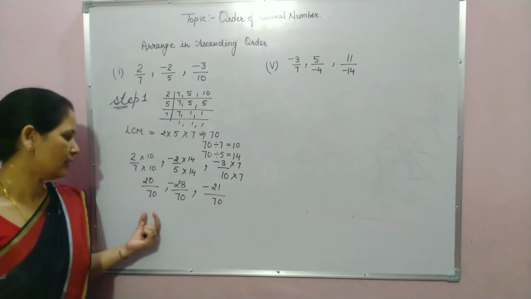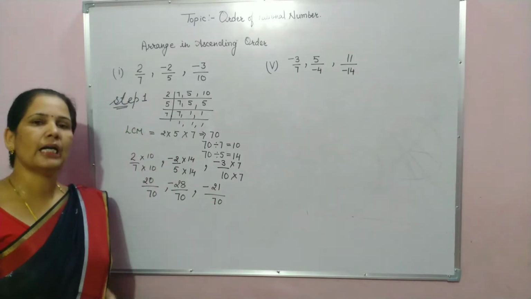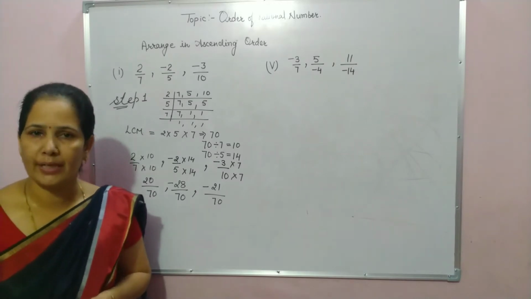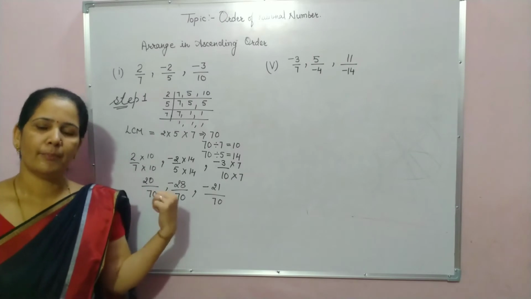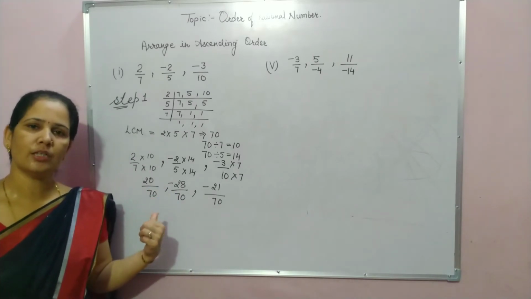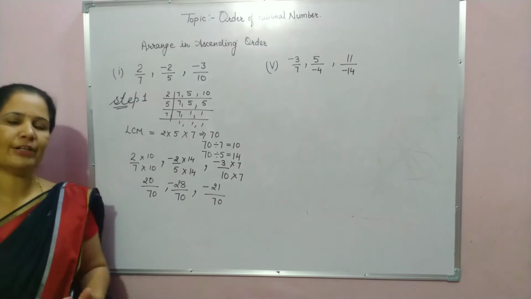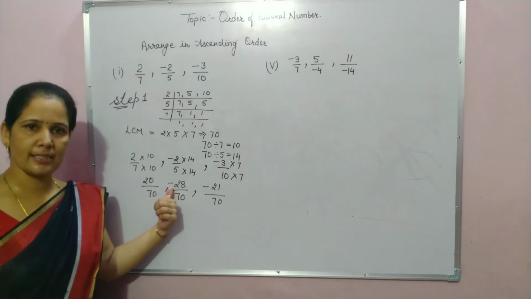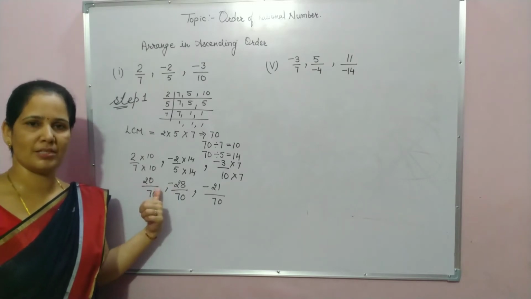Now students, you observe all the denominators are equal. Whenever denominators are equal, then we can easily compare their numerators. Big numerator, that is the big rational number. Small numerator, small rational number. And when we talk about integers, a negative number is smaller than a positive number.